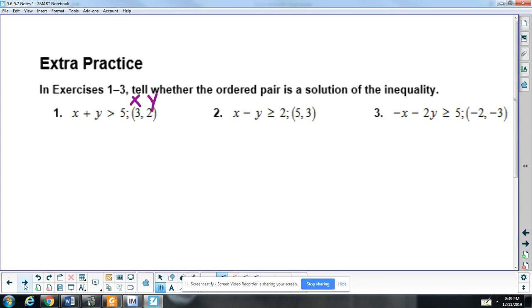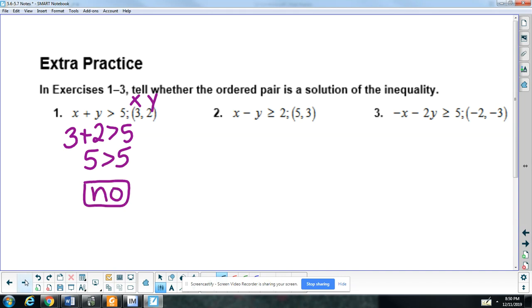Okay, so in that ordered pair, 3, 2, we must remember that x is the first number and y is the second. So it's telling us, can I take this 3 and put it in for this x and put this 2 in for this y, work this out, and is it true according to what that inequality sign says? So 3 plus 2, is that greater than 5? Well, what is 3 plus 2? It's 5. Is 5 greater than 5? No, it's not. So no, this isn't a solution. If it were a solution, we would have ended up with something true at the end.